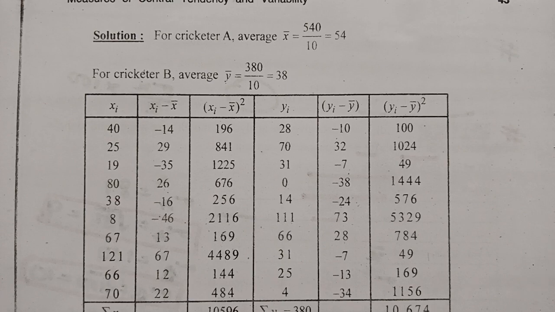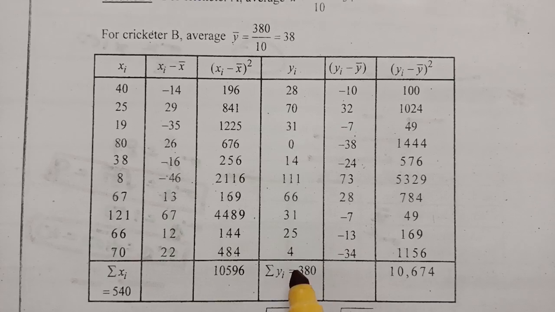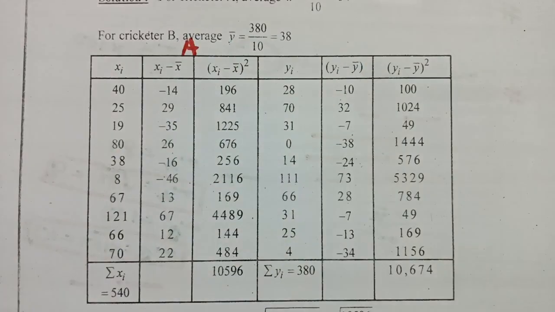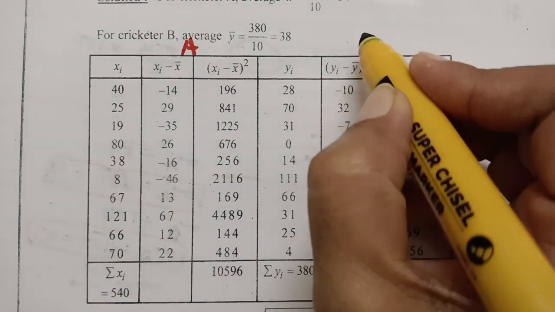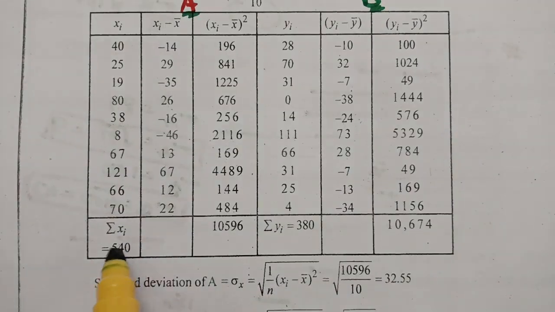And now see here, the cricketer A average value. These are x1 values and these are x2 values. So this is of cricketer A and this is of cricketer B values. If you add up, this is 540.